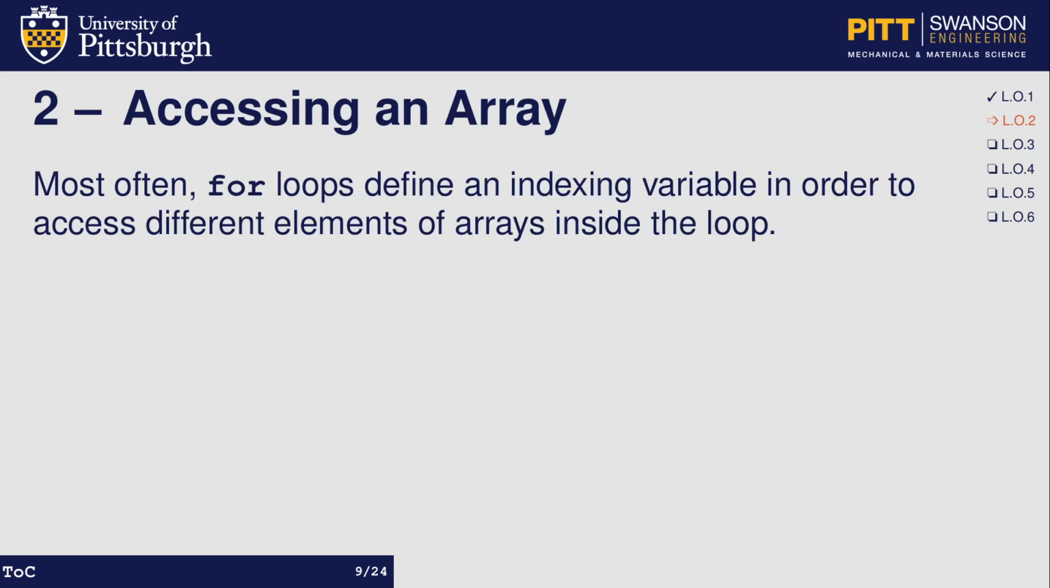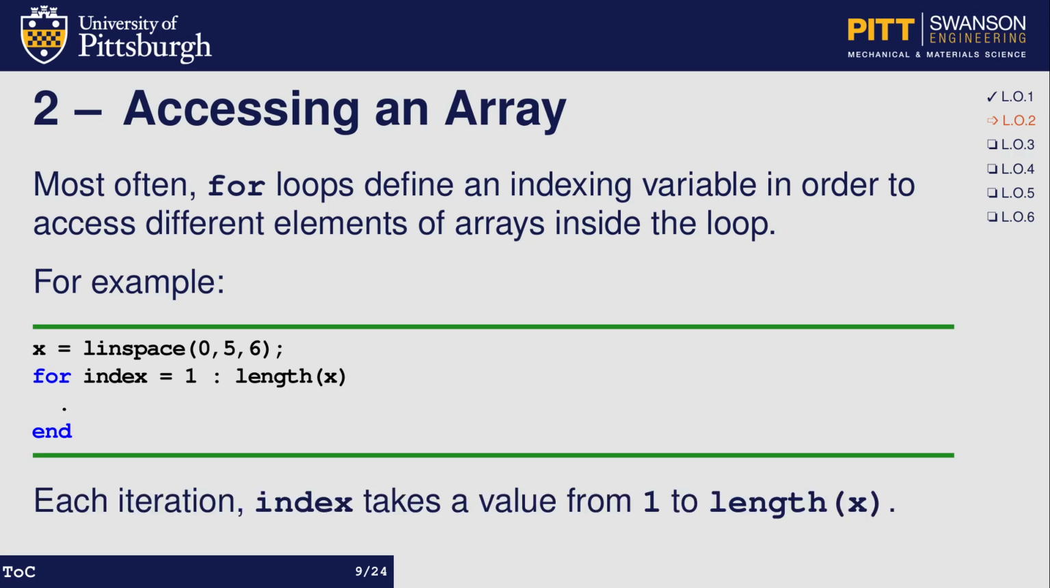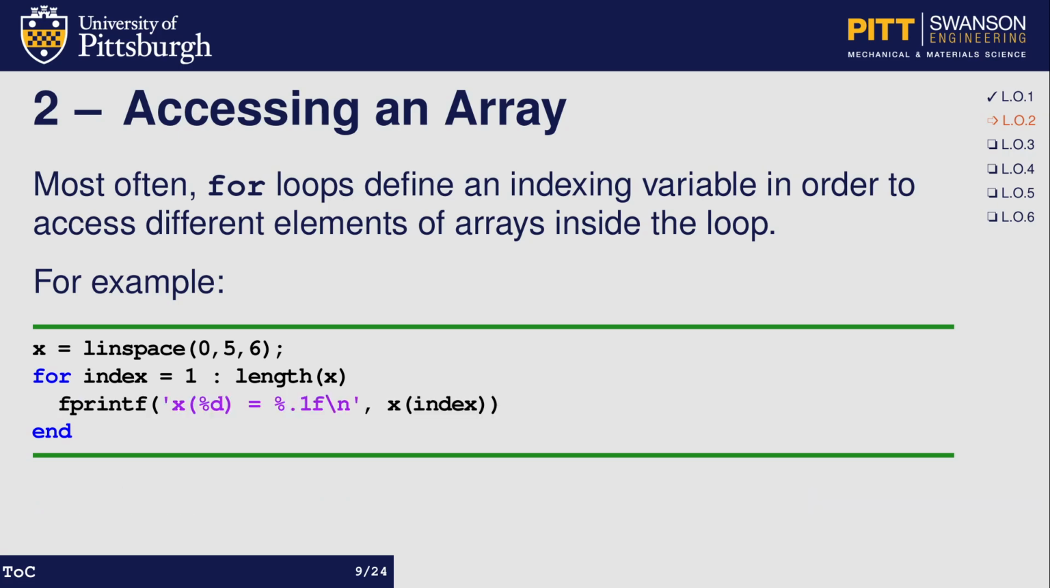Most often, loops are used with an indexing variable that is used to access different elements of one or more arrays inside of the loop. For example, let's define a simple x linspace array, and then set up a for loop with the variable index equal to the array 1 colon length of x. With each iteration of the loop, the index variable here will take a value from 1 to the length of x. The loop operation inside is again just simply printing out the value for illustration purposes, but we'll see a more complex example in a minute.